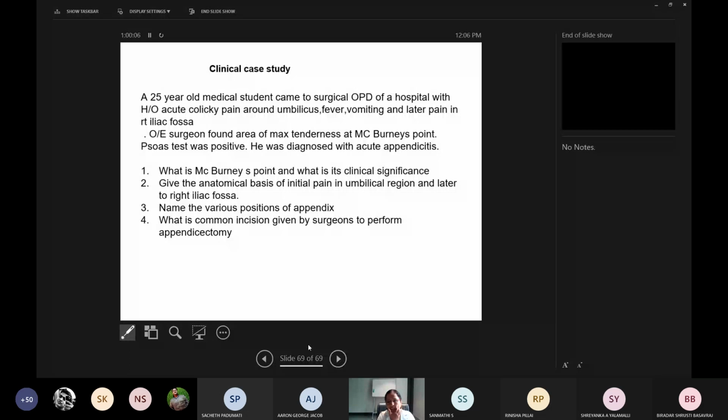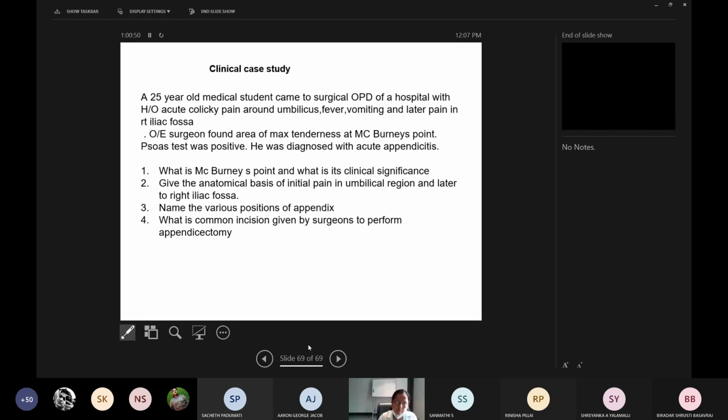One clinical case study I would like to discuss with you all. This is how a question can be asked on this. A 25-year-old medical student came to the surgical OPD of a hospital with a history of acute colicky pain around the umbilicus, very classical high grade fever, vomiting, and later the pain is located in the right iliac fossa. On examination, the surgeon found an area of maximum tenderness at McBurney's point, and the psoas test was positive. He was diagnosed with acute appendicitis. Now, can anyone tell what is McBurney's point and its clinical significance?